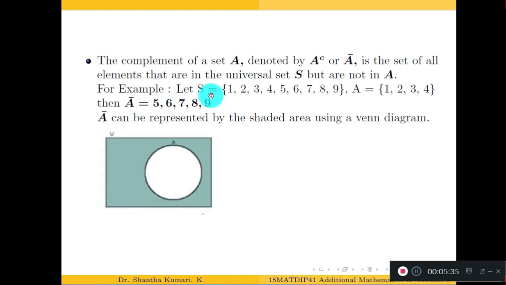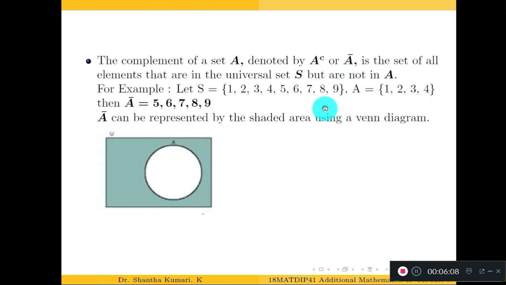As an example, if you take the universal set, as I told you, in set theory usually we write U, and in probability theory we write it as S. So let S equal to {1, 2, 3, 4, 5, 6, 7, 8, 9} and let A equal to {1, 2, 3, 4}. Then what is A complement? A complement is, actually here curly bracket is required. So include the curly bracket here, the set containing the elements not in A from the universal set.